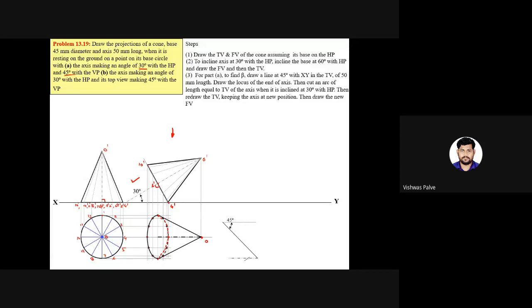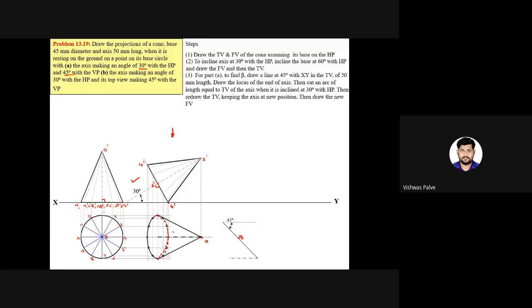Okay, then, this is quite a complicated one. Please concentrate here. First draw a 45 degree line. This is the true shape, the true length of the axis. What will be the length of this axis? This length is given as 50 millimeter. So you have to draw a 50 millimeter line, and from here you have to draw a horizontal line.